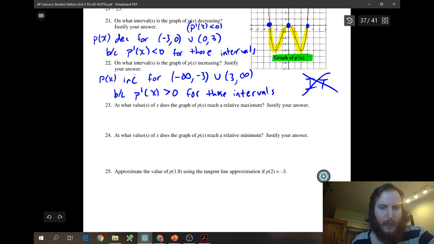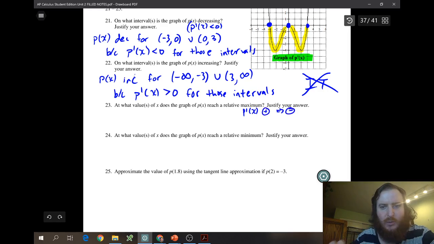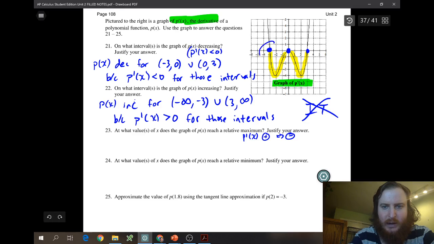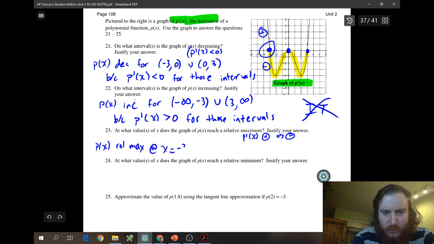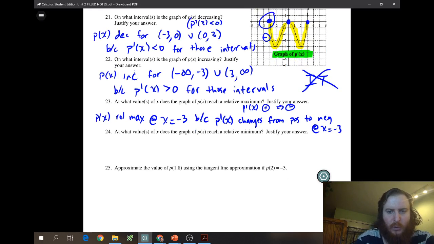Okay? When would p of x have a relative maximum? So remember, a relative maximum is when our derivative changes from positive to negative. Again, not when it changes, but when p prime changes from positive to negative. So that's at negative 3. So p of x has a relative max at x equals negative 3 because p prime of x changes from positive to negative at x equals negative 3.